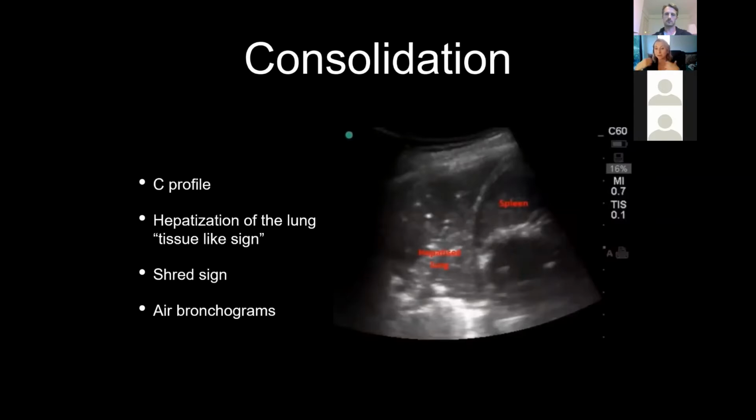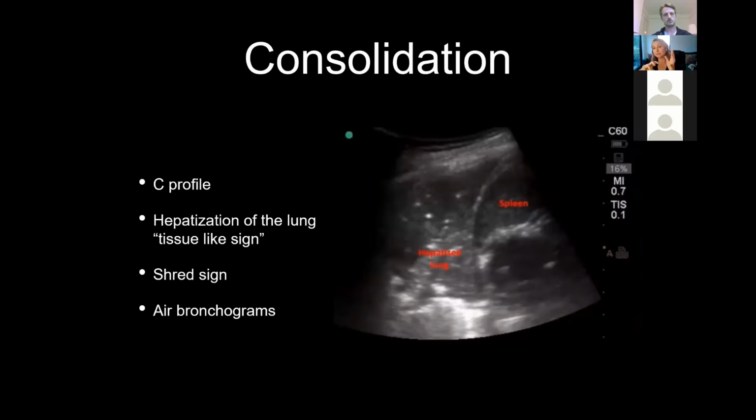So rather than having that grainy speckly appearance or the mirroring that you often get of the liver above the lung, you get this much more solid looking chunk of liver, or of lung, at the base that looks a bit more like liver and has these bright spots in it, which is air bronchograms. So again, the air trapped in the consolidated tissue will reflect quite brightly, and sometimes you can even see the bronchograms moving, as called dynamic air bronchograms.